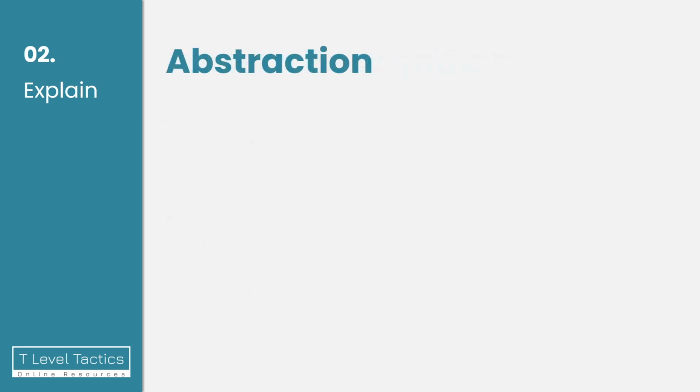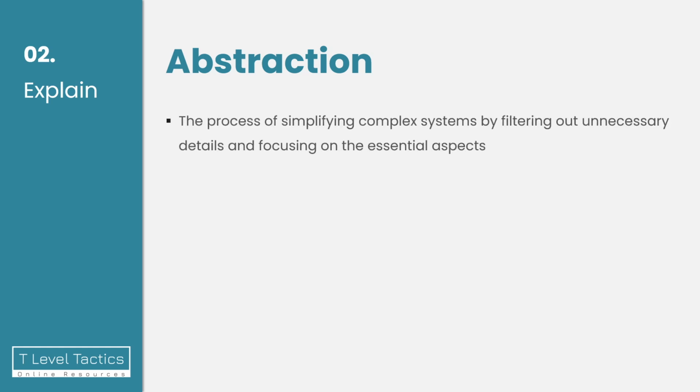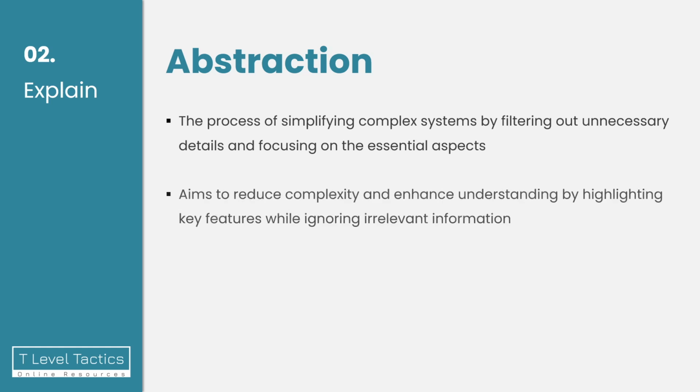The third stage of computational thinking is abstraction, which is the process of simplifying complex systems by filtering out unnecessary details and focusing on the essential aspects. And it aims to reduce complexity and enhance understanding by highlighting key features while ignoring irrelevant information.